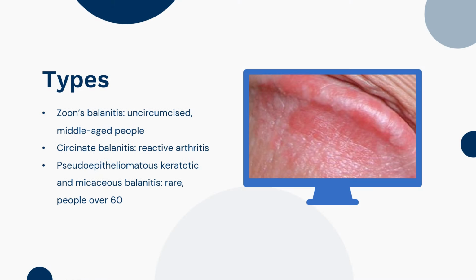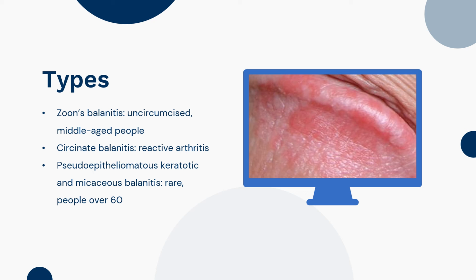There are 3 types of balanitis. Zoon's balanitis, also just called balanitis. This chronic, long-lasting type affects uncircumcised, middle-aged people and causes an inflamed, discolored penis head. It accounts for up to 10% of balanitis cases.